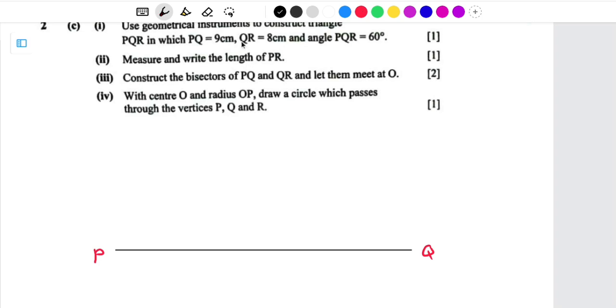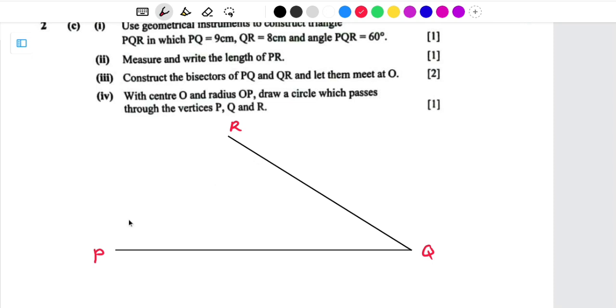Then again, I also have QR. So meaning to say Q, this is Q. Then R, it can be somewhere here. But in terms of the length, it is what? 8 centimeters. So let me just draw a straight line starting from here, meeting this one at this point here. So this is going to be now my QR. So let me write R right here. Okay, so this is where my R is going to be. So no need of you also indicating that this is 8 centimeters. They are going to measure.